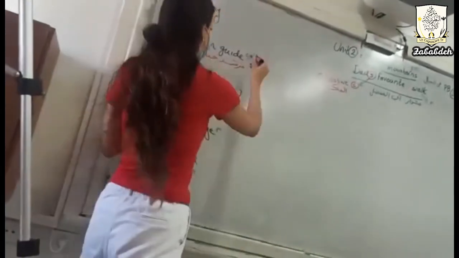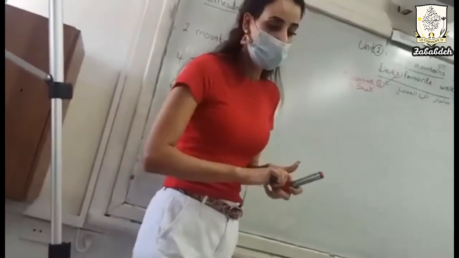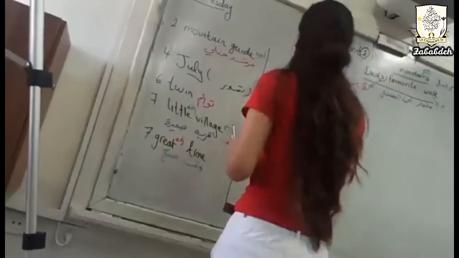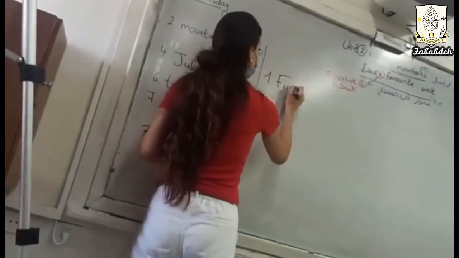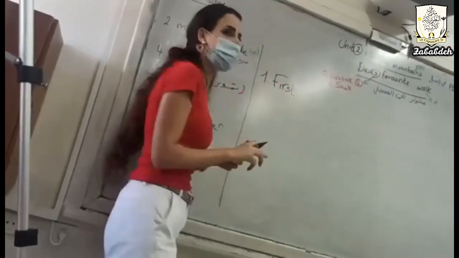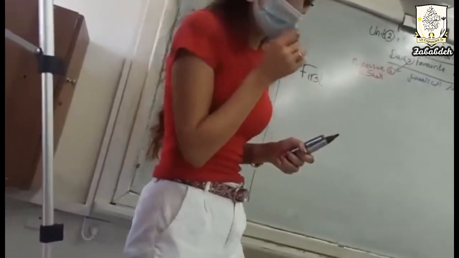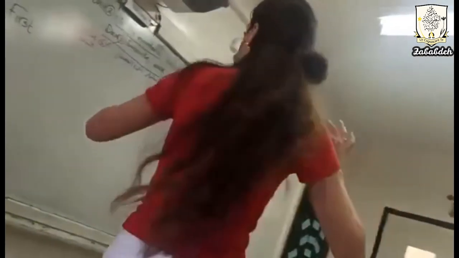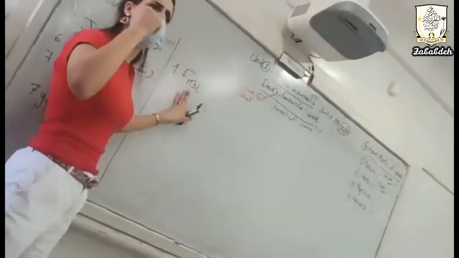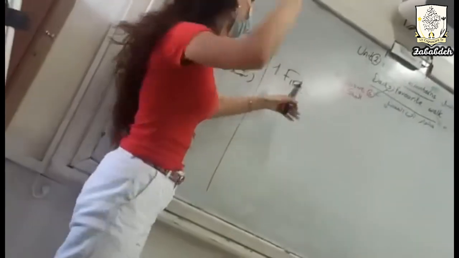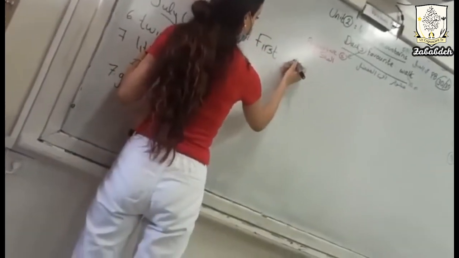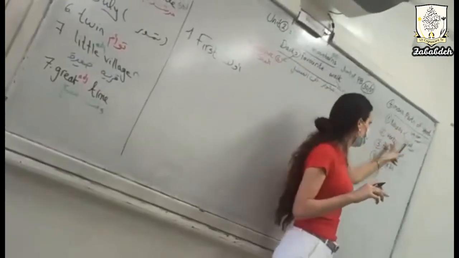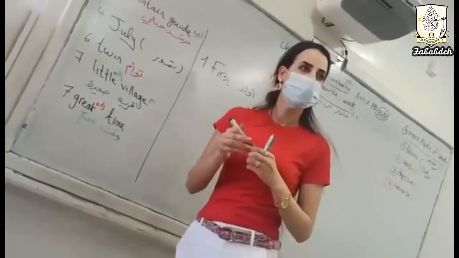Okay, excellent. Let's move to paragraph number two. One day, Dad took us on his favorite walk. So at line number one, we have the word first. We followed a narrow path. What's the meaning of first? First. So write that down. Which part of speech is this word?